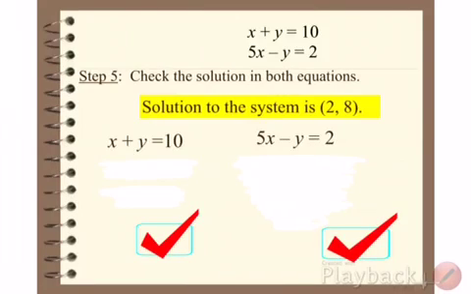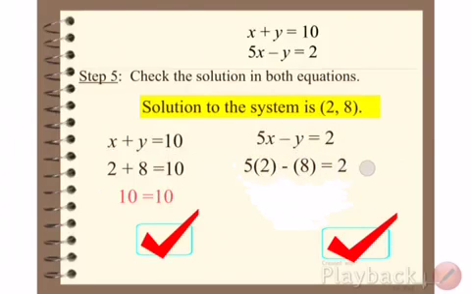Check that that works for both equations. x plus y is equal to 10, so 2 plus 8 is equal to 10, correct? 10 is equal to 10. 5x, so 5 times 2 is 10, minus 8 is equal to 2, that's correct. 2 is equal to 2.